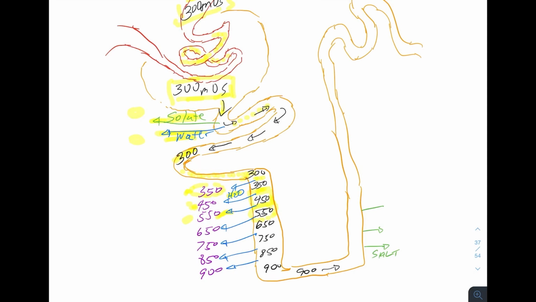And this process will just keep going and going and going until we turn the loop. But at the loop of a cortical nephron, the extracellular fluid gets to a concentration of 900, which means that is the most concentrated that our filtrate can be once it turns the corner at the bottom of that loop of Henle.